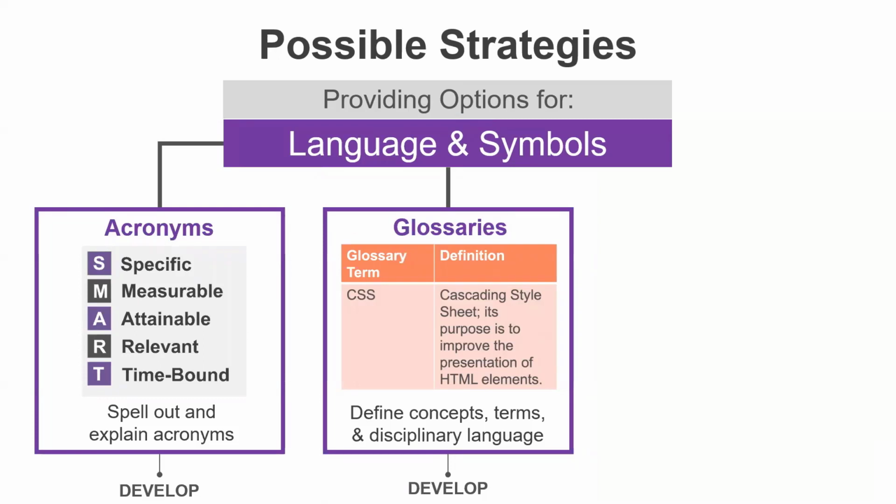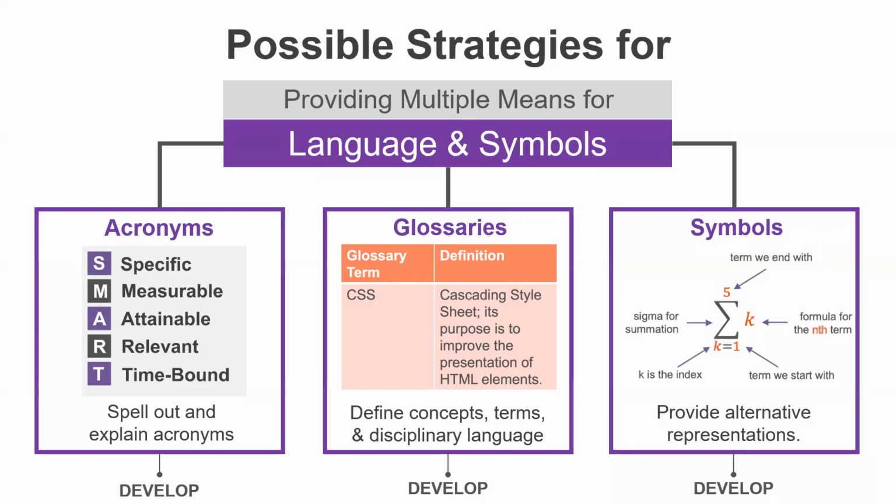Second, consider having a glossary for key terms, concepts, and discipline-specific language that you either provide for students or that you have students create individually or collaboratively as a class using the course learning management system. Third, offer alternative explanations for symbols. In the image shown, colors and arrows are used to emphasize certain aspects of the symbols used in an equation.